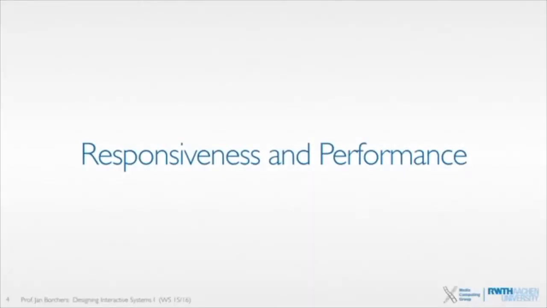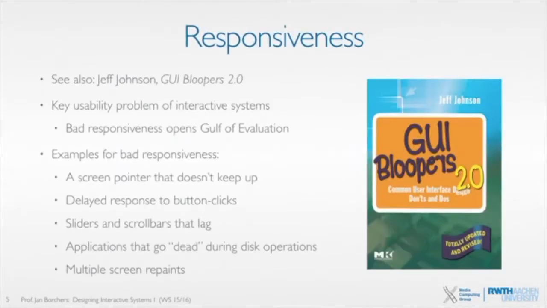All right, so today, responsiveness and performance. This topic is taken from a book by Jeff Johnson, great guy, a friend of mine, and he's a wonderful researcher in HCI. He's written a couple of books called GUI Bloopers and Web Bloopers, and then he had to write GUI Bloopers 2.0, and he told me the other time at CHI, I'm never going to write a bloopers book again. We'll see about that.